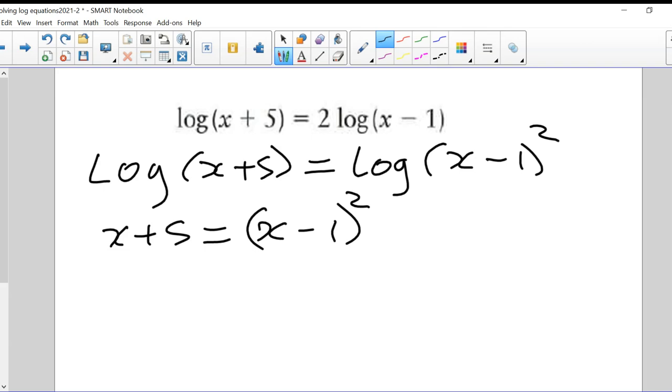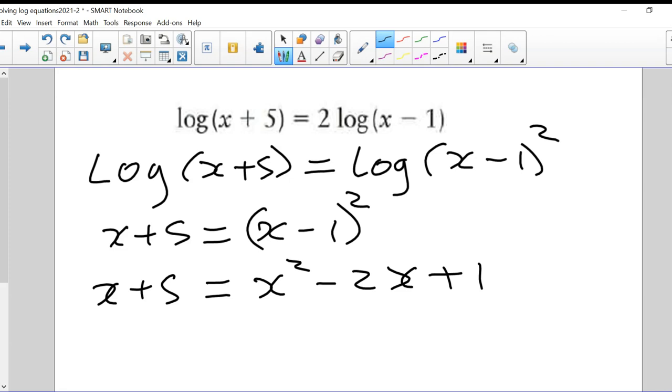Move everything to the left, you're saying. Expand the x minus 1. Move it to the left, Ava is saying. Okay, well, let's expand the x minus 1 first. So that would be x squared minus 2x plus 1. Okay, so you're saying move everything to the left. Okay, all right, we can do that.